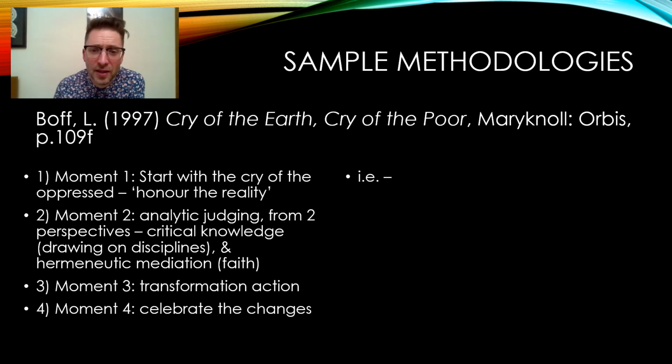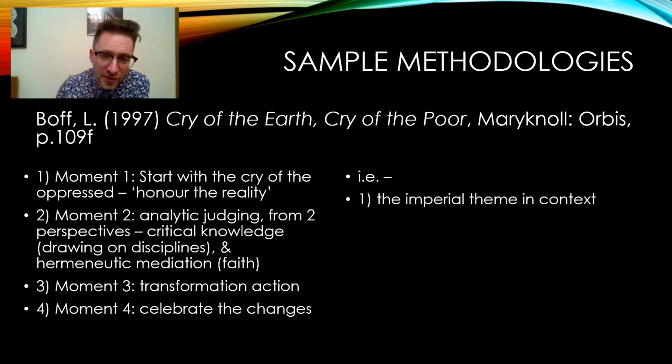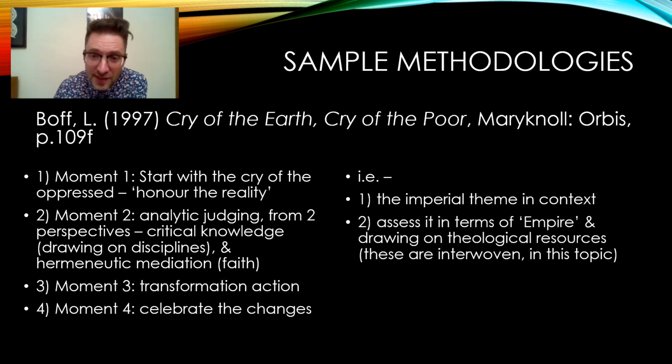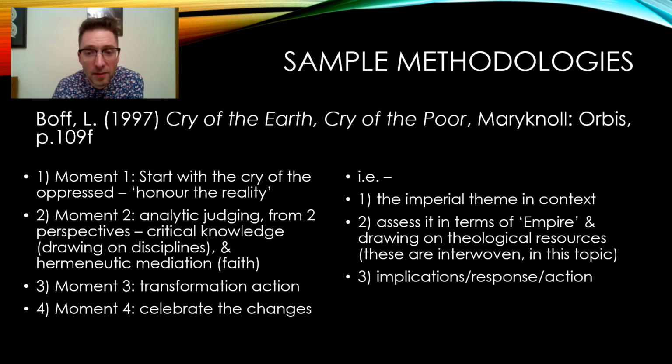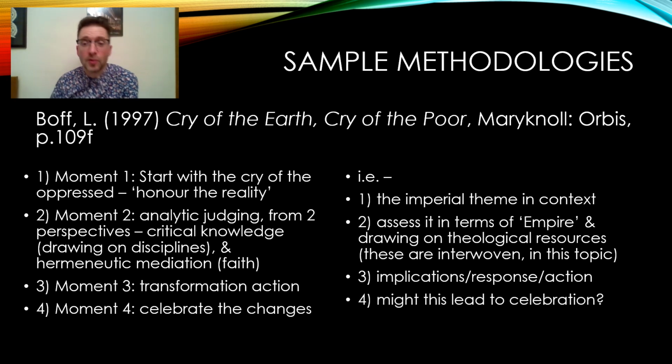So if we relate that to the structure identified at the beginning, number one is to do with the imperial theme in context, something to do with economy, something to do with domination, something to do with uncivilization in a particular context. Then assess it in terms of empire, and draw on theological resources. These are interwoven, as I was saying. Then draw out the implications, the response, and then might this lead to some sort of celebration. So that's the second methodology, in a sense quite similarly structured to the one before, but the different language might resonate for different people.